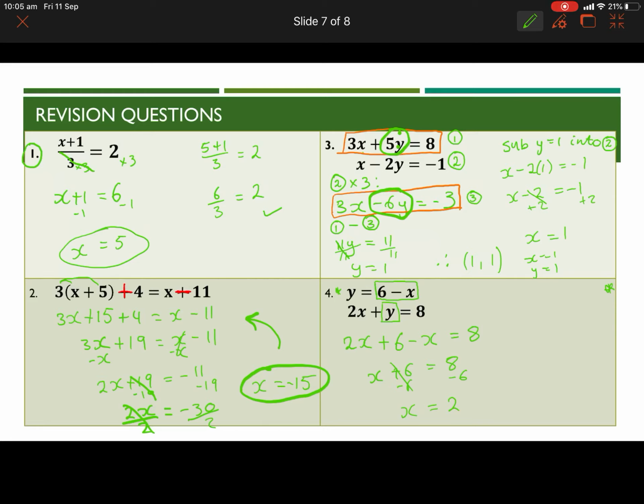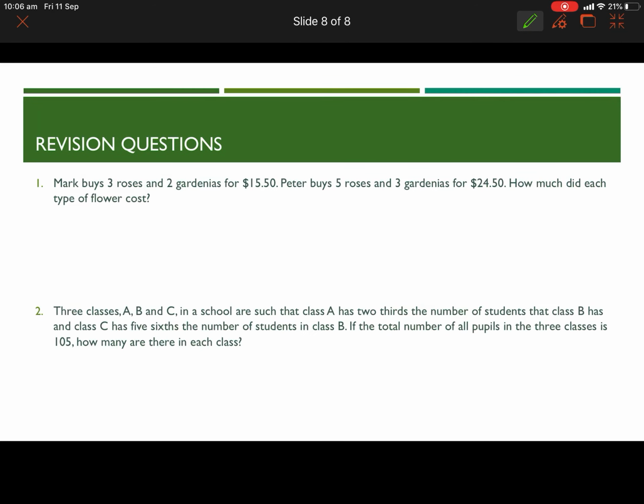X equals 2, so that means to find y, we can substitute that into either equation, it doesn't matter which, but let's go with the first one. So we've got y equals 6 minus 2. That means y must equal 4. So therefore our solution is 2, 4. I hope that helps a little bit. We'll do a couple more worded questions here.